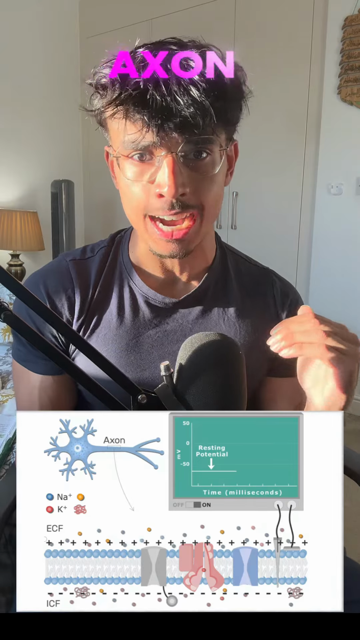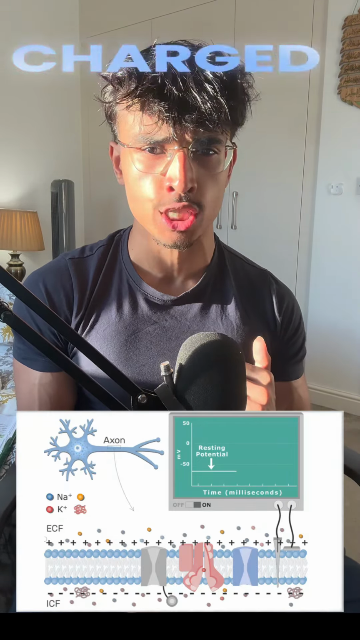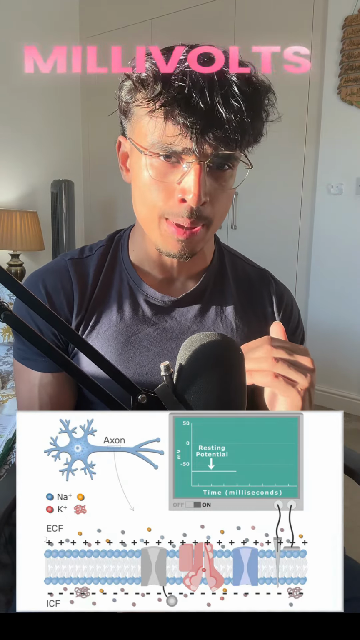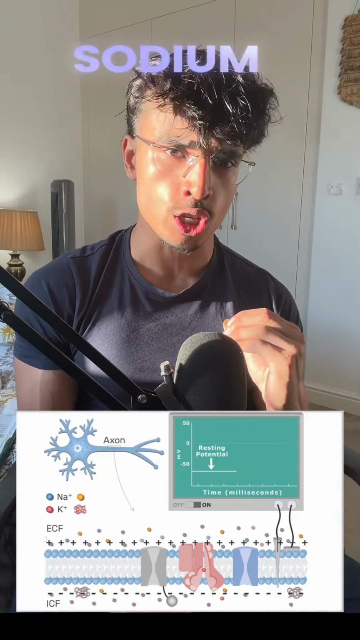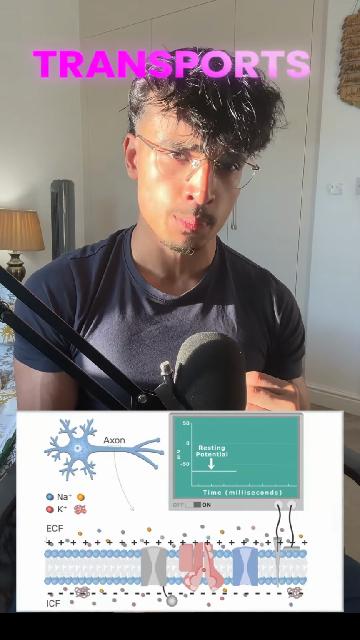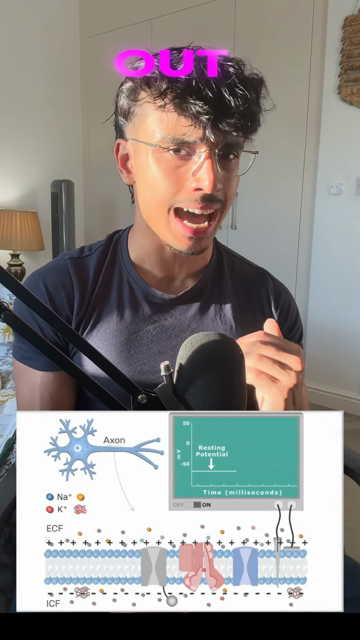The outside of the axon membrane is extremely positively charged and the inside is negatively charged, and it's maintained at a resting potential of negative 70 millivolts. Why is this so? There is a sodium-potassium pump, which is a type of carrier protein that actively transports 2 potassium ions into the axon and 3 sodium ions out of the axon.